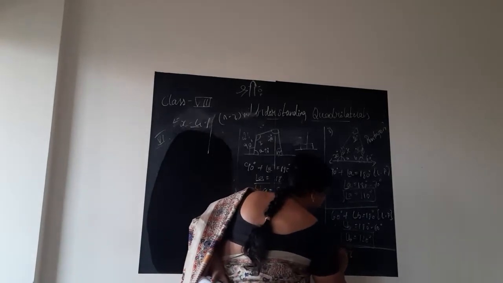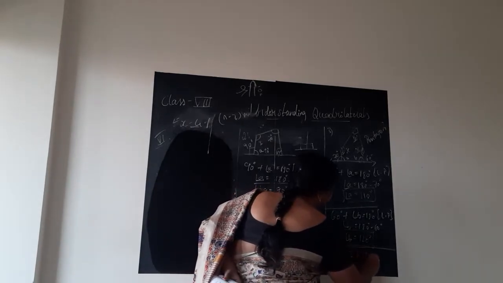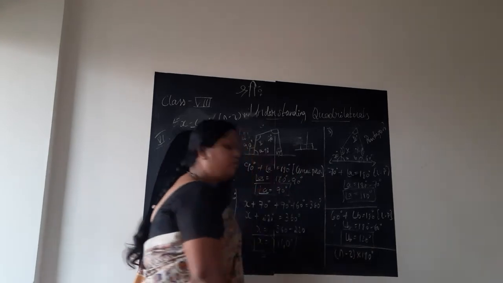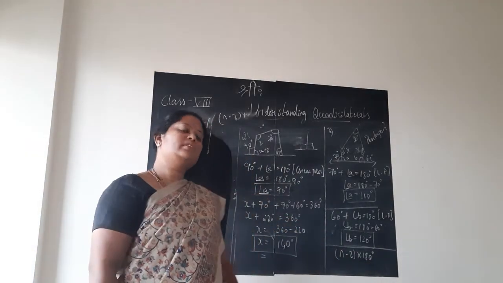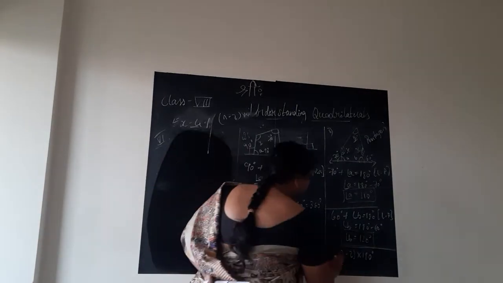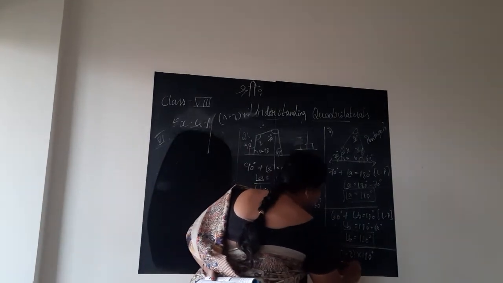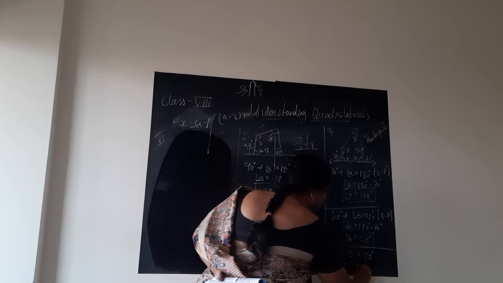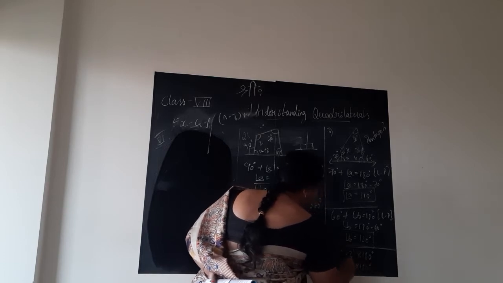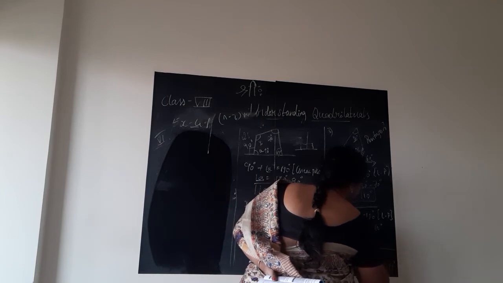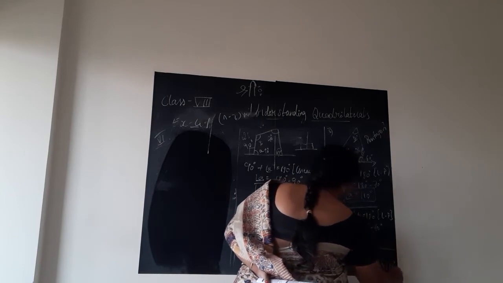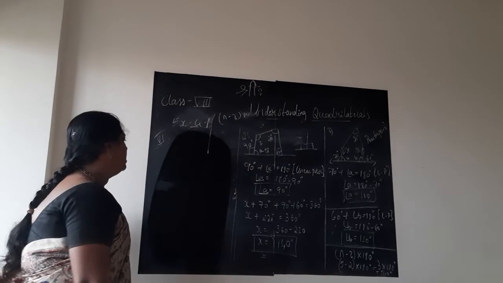N minus 2. What is the sum of interior angles of a pentagon? We don't know. To find it, let us make use of the same formula: (n minus 2) into 180 degrees. In place of n, I am substituting 5, because it is a pentagon. 5 minus 2 into 180 degrees. 5 minus 2 is 3. 3 into 180 degrees. 18 3s are 54, so it is 540 degrees.